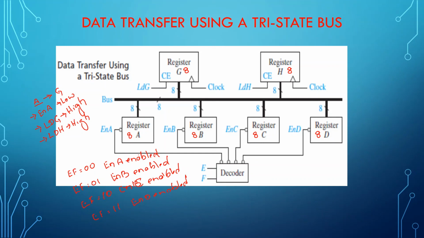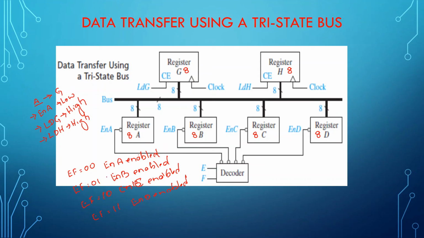This decoder decides from which register you want to send the data. Based on the output of this decoder, one of these tri-state buffers will be activated. If EF is 0 and 0, the tri-state buffer of register A will be activated, which means that register A is ready to give the data. If EF is 0, 1, the tri-state buffer of register B will be turned on, which means that register B will be able to give the data. If EF is 1, 0, register C tri-state buffer will be on, which means that register C is ready to give the data. If EF is 1 and 1, register D tri-state buffer will be on, which means that it is ready to give the data.